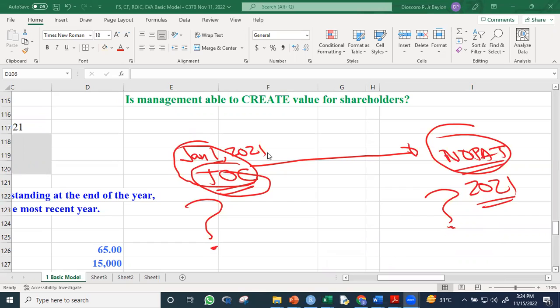Two numbers, huh? The first number should be, how much was given to management? Binigyan sila ng pondo, no? How much was it, and what did they do out of it? What was their output out of it? So two numbers, please.